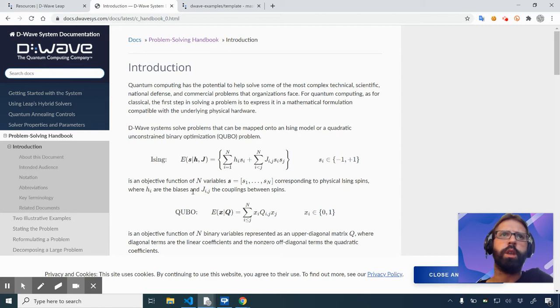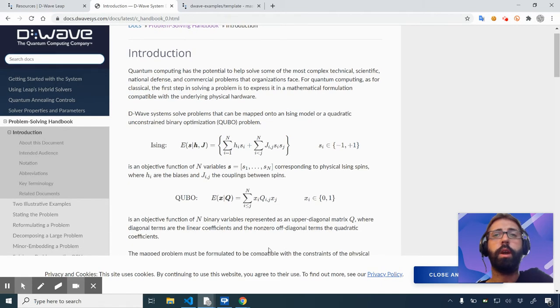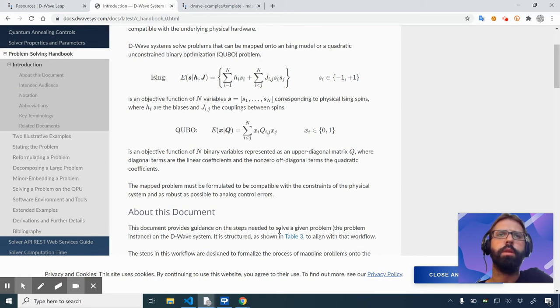With these being an objective function of n variables corresponding to physical Ising spins, where h are the biases and J_ij the couplings between the spins. Or a QUBO is an objective function of n binary variables represented as an upper diagonal matrix, where diagonal terms are the linear coefficients and the non-zero off-diagonal terms the quadratic coefficients. Linear coefficients of what? The mapped problem must be formulated to be compatible with the constraints of the physical system and as robust as possible to analog control errors.